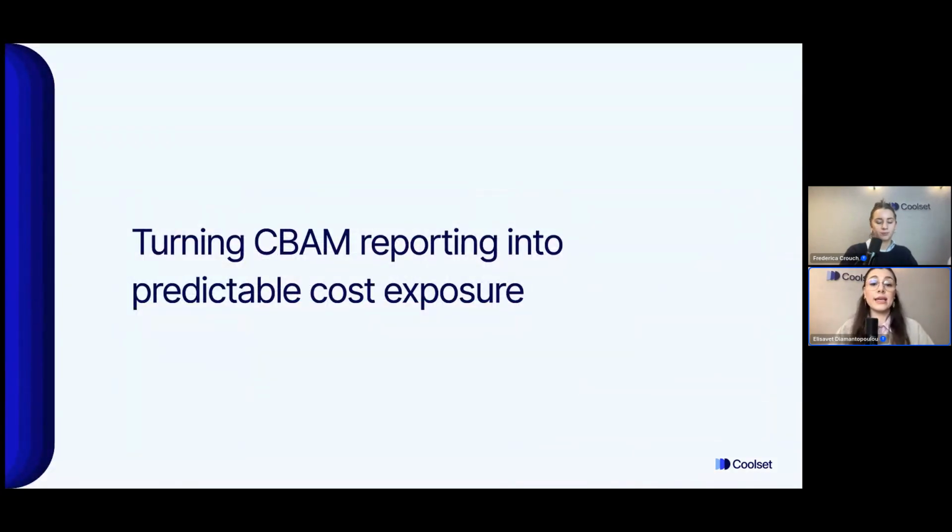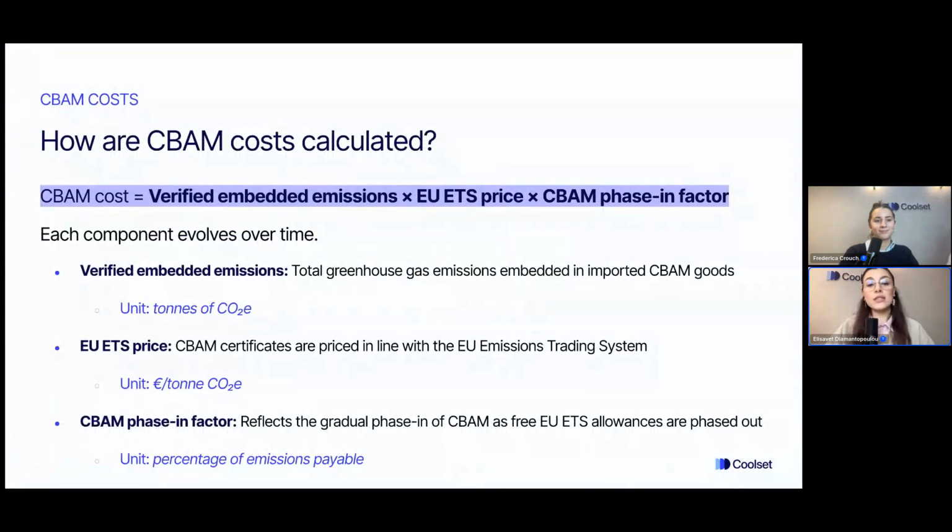Moving on to, I think, the last point for today: now that we understand the default values and what influences the costs, how can we use our reporting in order to already predict what our cost exposure will be? I think what's the most important in this, and again, I know there are questions in the chat about this, is to understand how to calculate the CBAM costs, so then you can know clearly what will influence that cost.